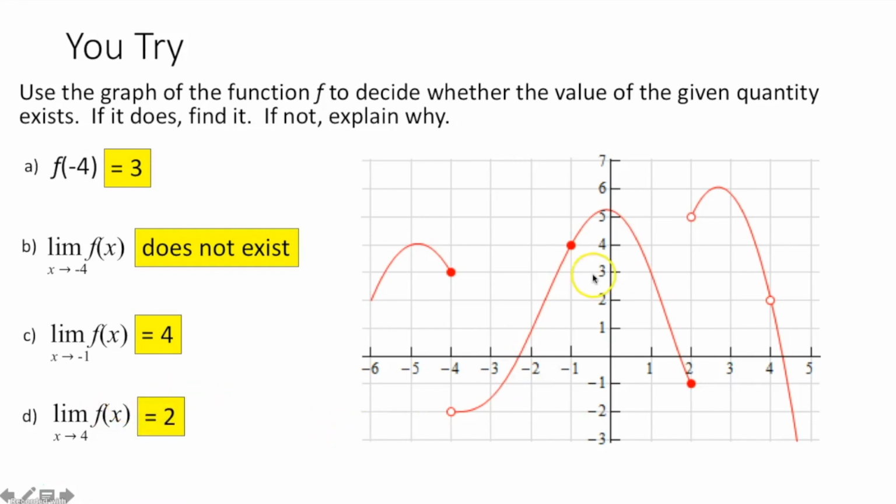Now, don't forget, the limit as x approaches some number, it doesn't matter whether the point is filled in or not, whether the point exists or does not. We are concerned with what happens around it, what it's approaching from the left and the right. It doesn't matter what it actually is at that particular value.